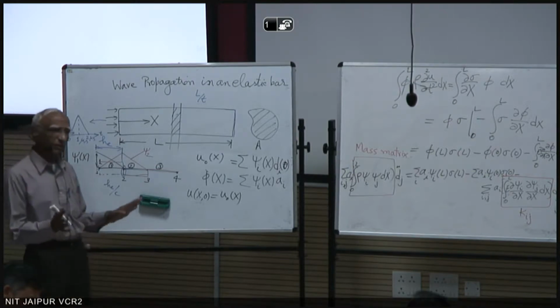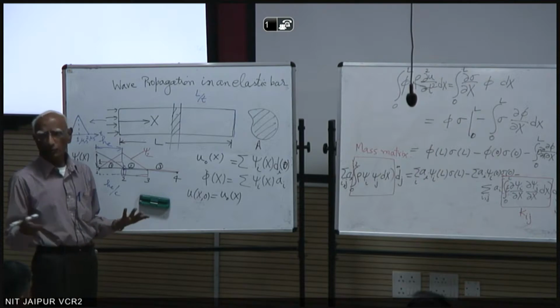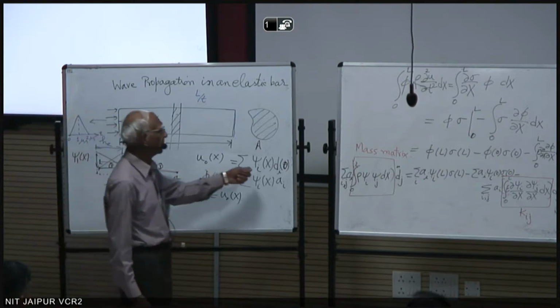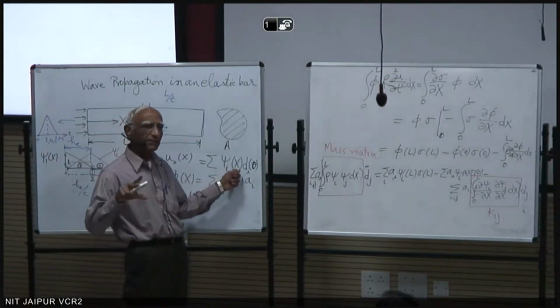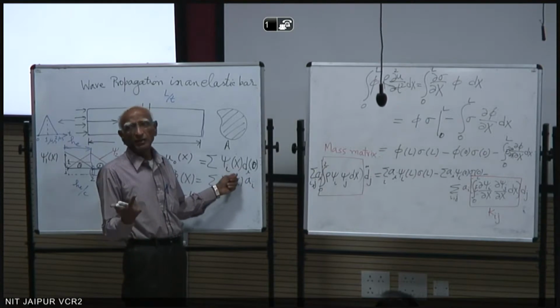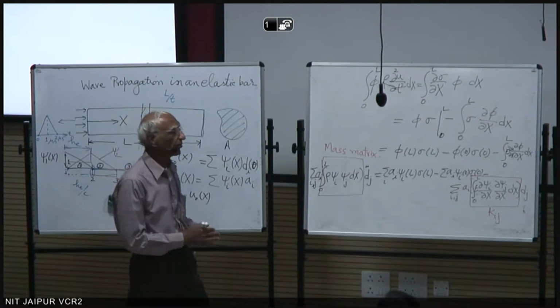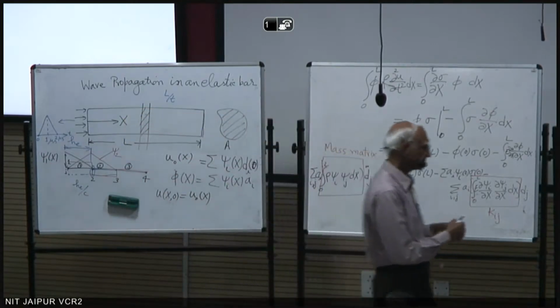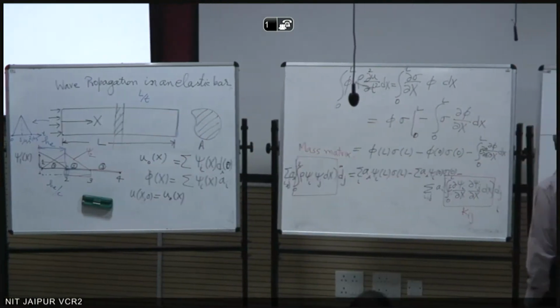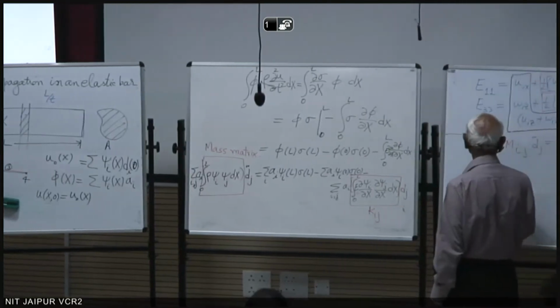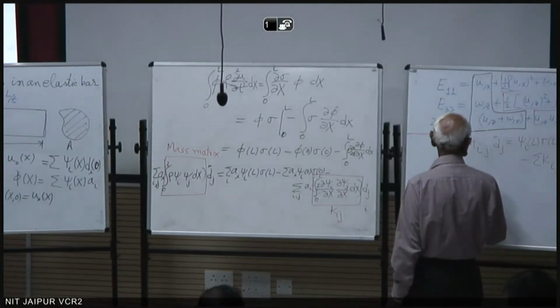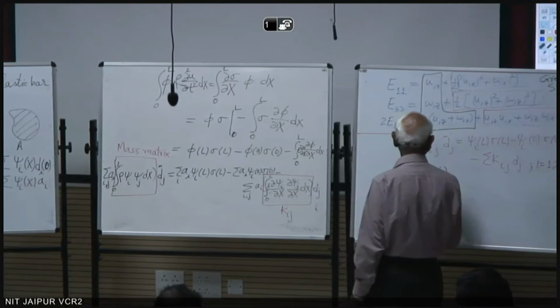You set x equal to xi or x equal to xj. What will happen is if you set x equal to the coordinate of the node, it will be either 1 or 0. So one possibility is that we can say di of 0 equal to u0 of xi.